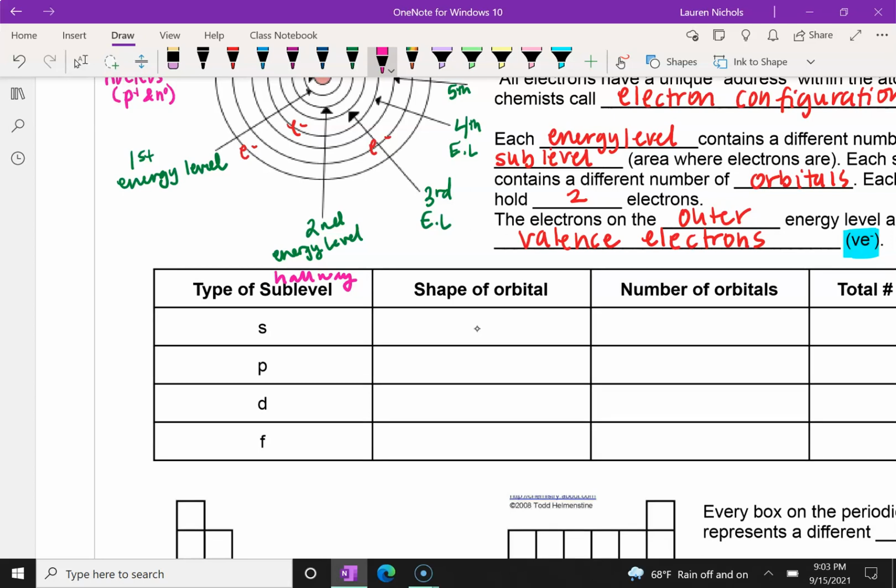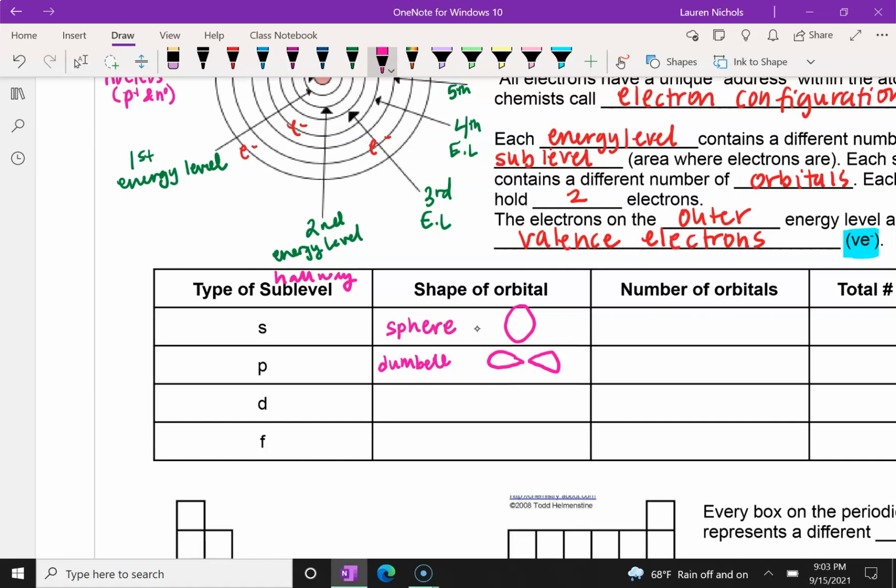And they all have different shapes. So an S sublevel is shaped like a sphere, okay? So it looks like a basketball, okay? The P sublevel is shaped like a dumbbell. Kind of on paper it looks like a figure 8, but it's more like a dumbbell, so it kind of looks like this. It doesn't really connect in the center because that's where the nucleus is, okay? But it looks like that, and there are 3 of them.